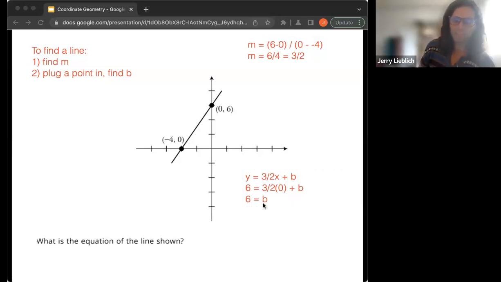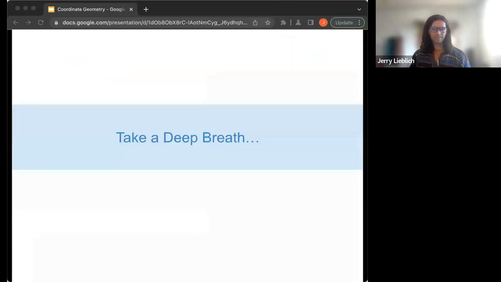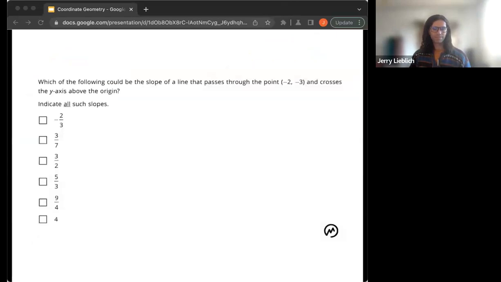Now, I might have gotten here a little bit quicker if I had recognized that b is my y-intercept. And here, they actually give me my y-intercept. So I could have maybe skipped this step. Let's keep going. A little bit harder this time. Send me your answers when you have them.